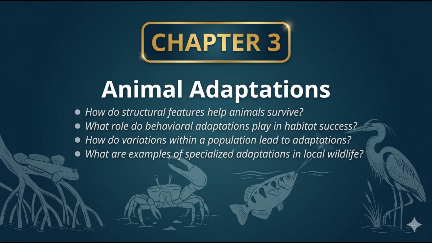Chapter 3. Animal Adaptations. The plants have their strategies. Now let's look at the animals. The intertidal zone creates a unique challenge for animals too. At high tide, the entire habitat is flooded. At low tide, it's exposed mud and air. Animals that live here need to cope with both conditions. We'll look at 4 animals: the Mudskipper, the Fiddler crab, the Archerfish, and migratory water birds. Each one has a fascinating survival strategy.